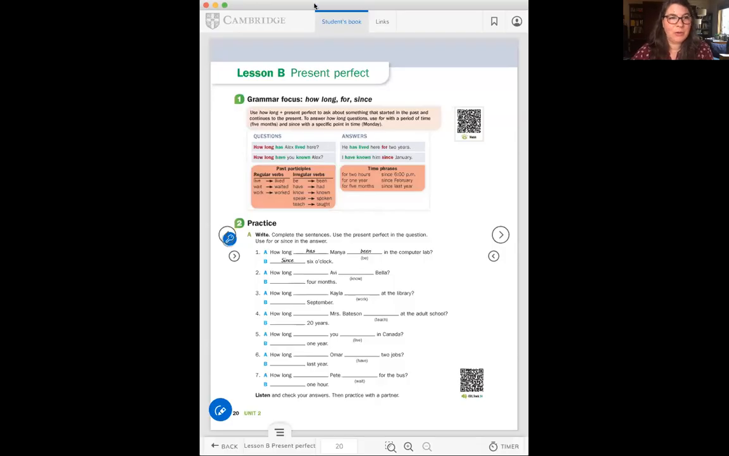So let's look in our books at page 20. This is present perfect with how long and for and since. So how long have you lived in Albuquerque? I have lived in Albuquerque for 20 years or since 2001. That's how you answer, okay?